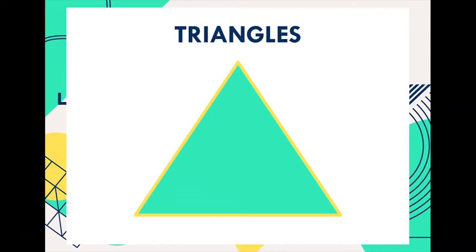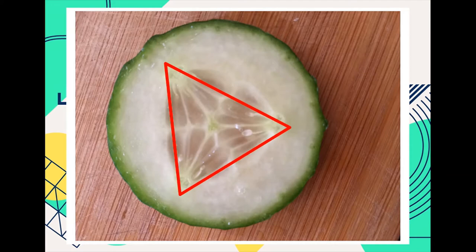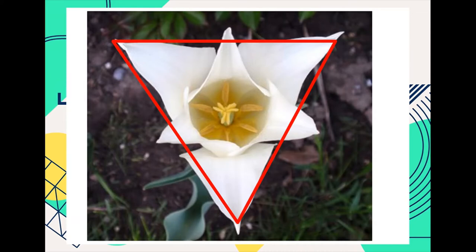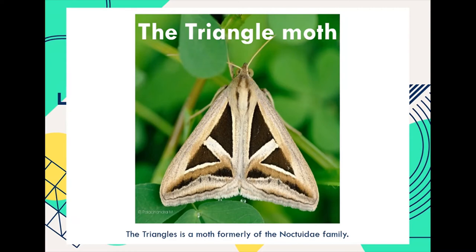Triangles. Triangles have three sides, which makes it a polygon. Here we have a cucumber slice and in the middle we can see a triangle. Here is a conifer tree, and it's also the shape of a triangle. A flower. Here we have the triangle moth, which is formerly of the noctuid family.